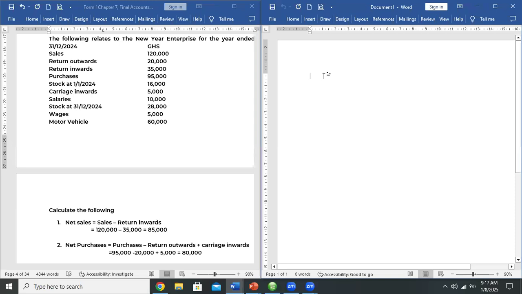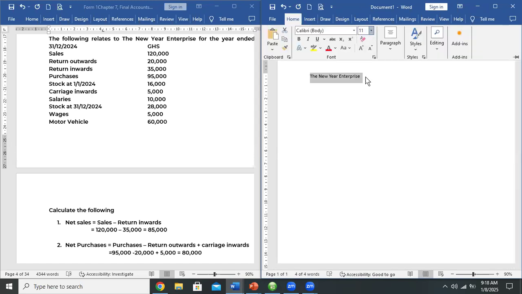So the first thing you have to do, very, very important, and in all accounting practical questions, make sure you write the name of the business. So the New Year Enterprise. Okay, that's the name of the business. It should always be on top. That's the first thing you have to write before you begin your answering.